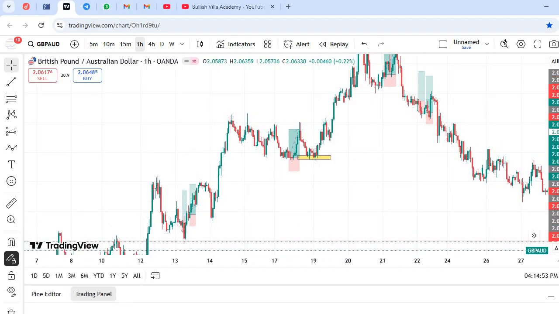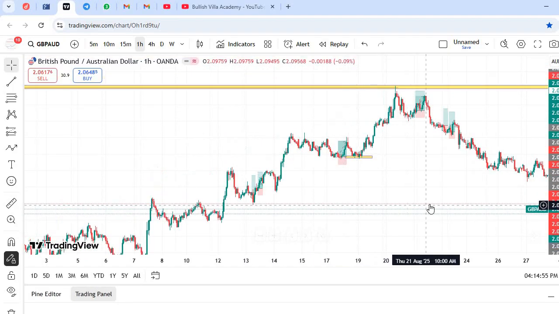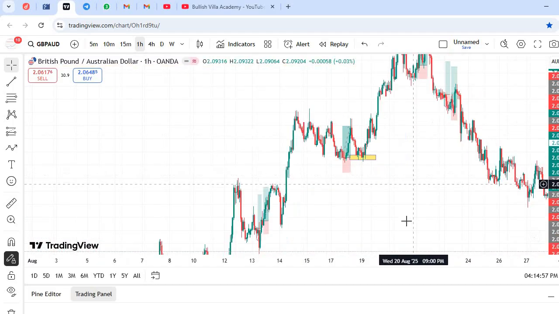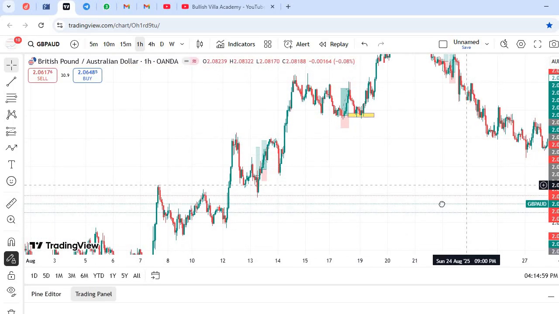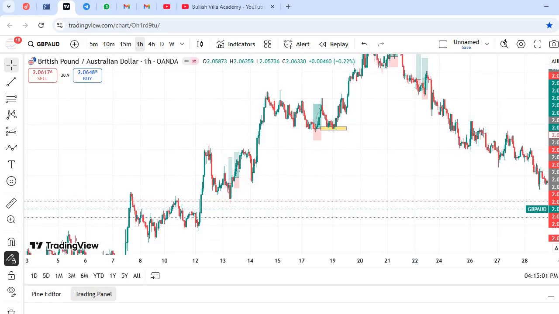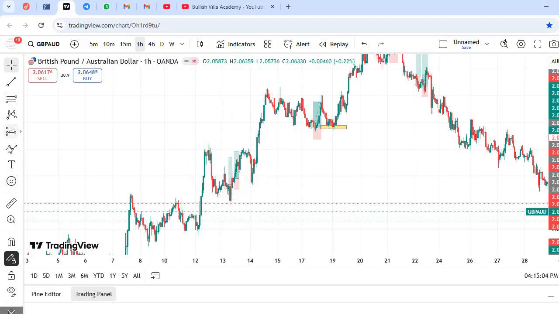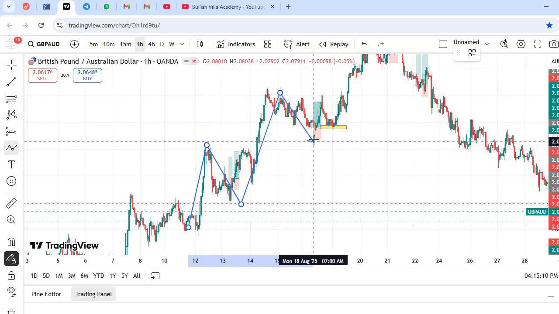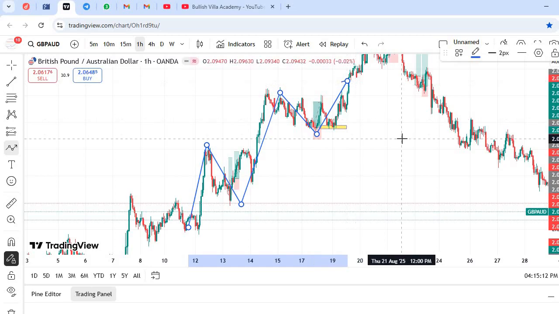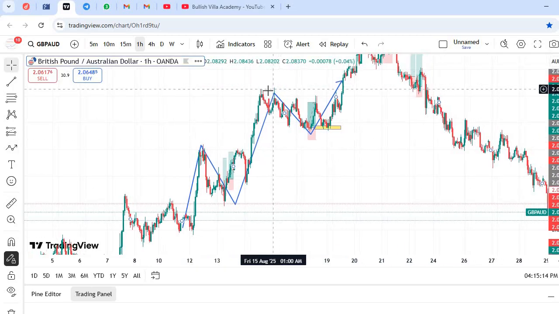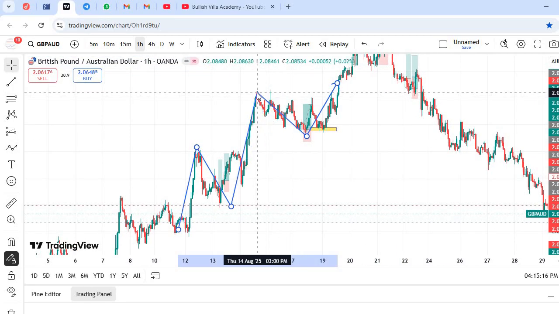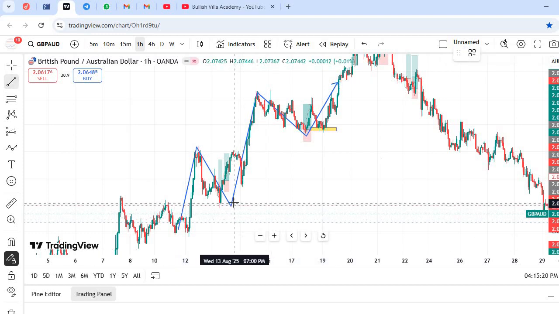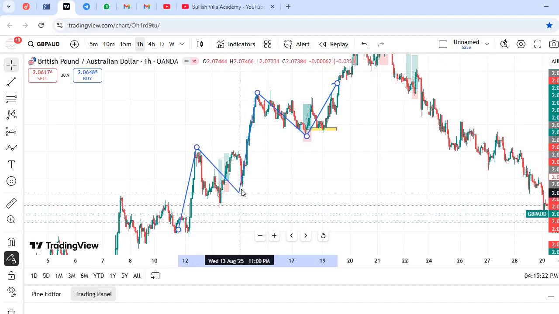Okay, look at what we have here. This is an uptrend. You see, this is clearly an uptrend. Buy lows. Now, we had a high here, we had a low here. So if you look carefully, this was the last low.